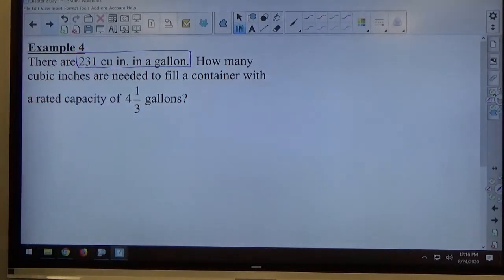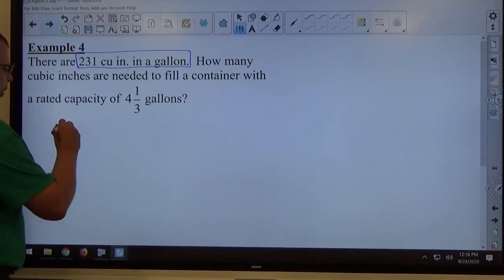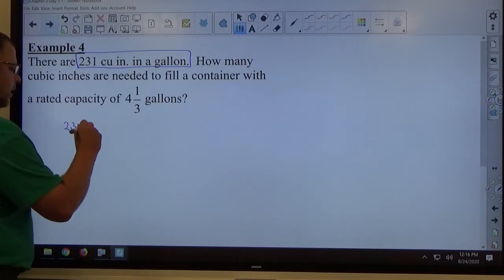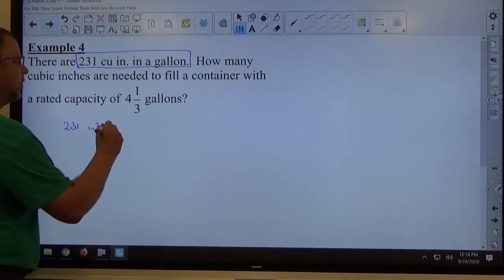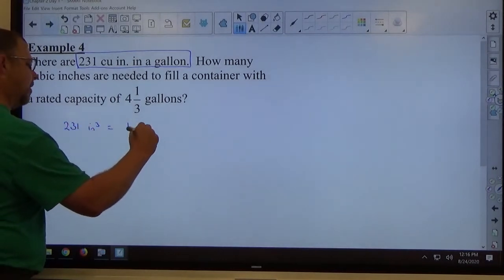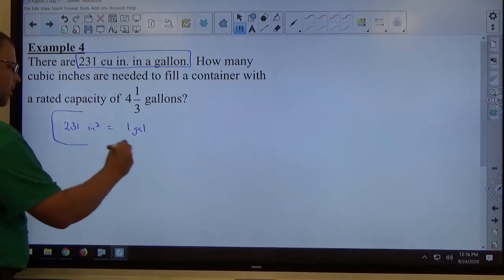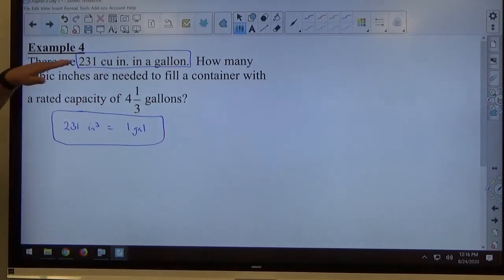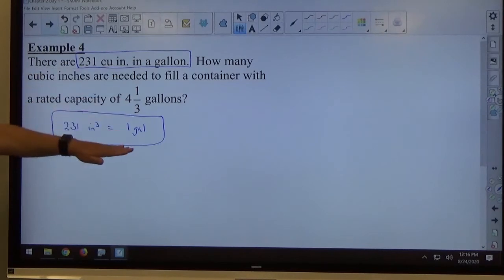anytime you're dealing with unit facts, this unit is equal to this many units, whatever. That gives you the ability to use what's called a unit multiplier. So if there's 231 inches cubed is equal to 1 gallon, that's what that fact up there is telling me, this right here. So what I've got boxed up here is in symbol form, looks like that.